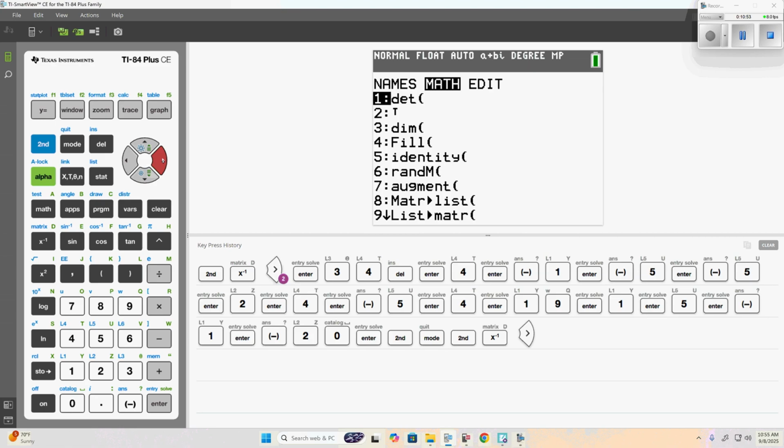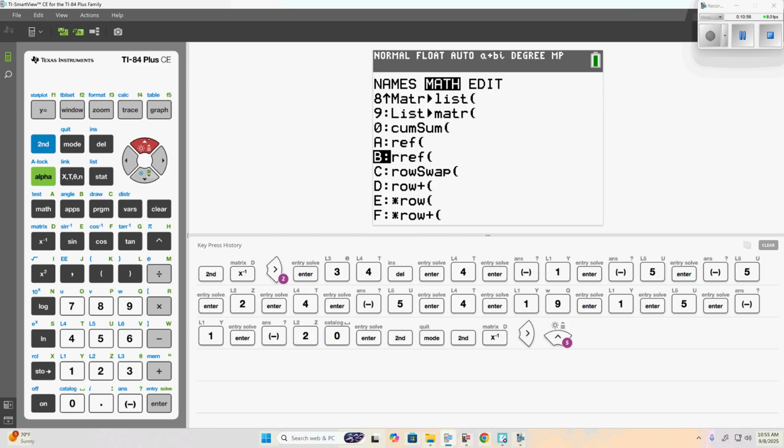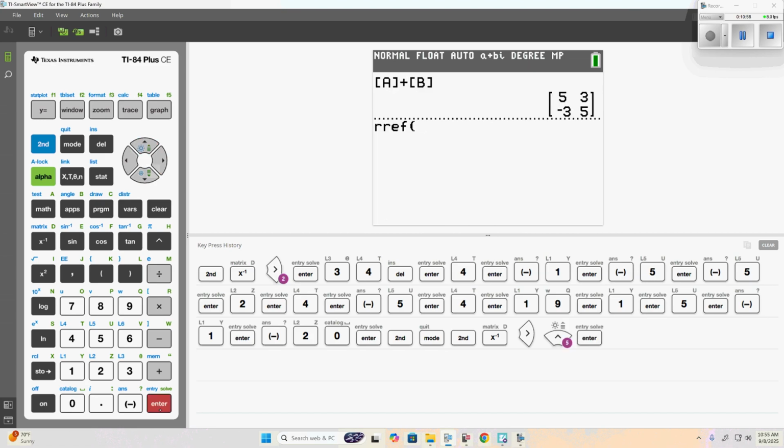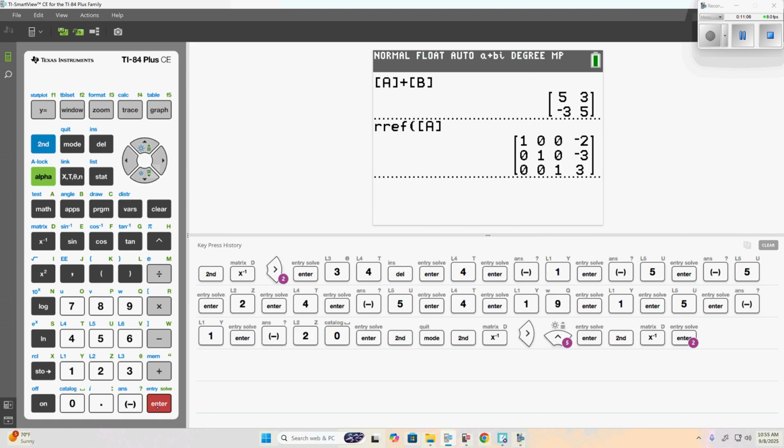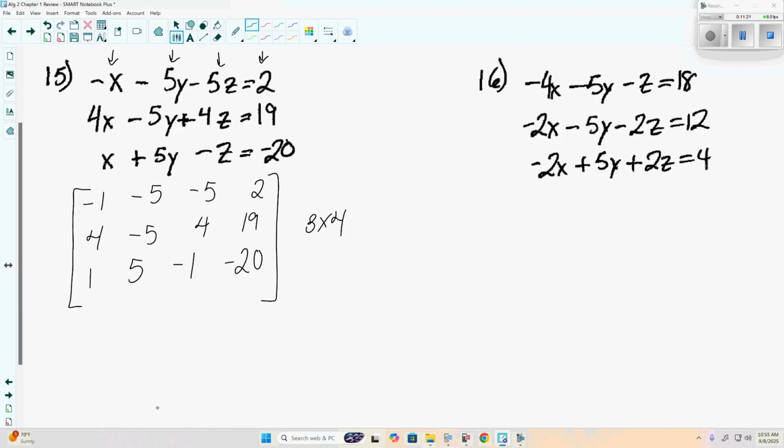Second matrix. This time we're going to go over to math and find RREF, reduced row echelon form. Second matrix A. And we'll hit enter. The two of these that are on the test are going to have a single solution. From top to bottom will be X, Y, Z. So X is -2, Y is -3, Z is 3. So -2, -3, 3 would be our solution.